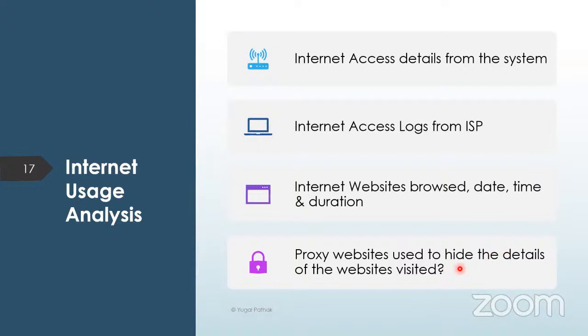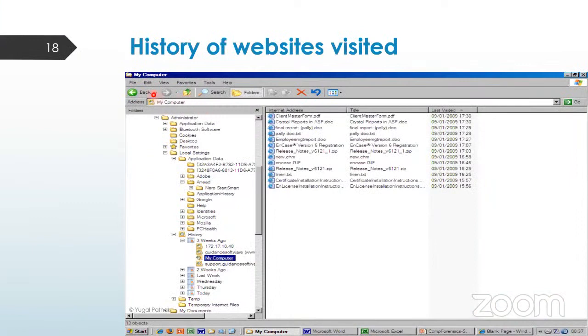Now see here, you can see the different kinds of internet artifacts we get. I've got a screenshot for you, just check it out. Here we have the complete internet history analysis. Here we have what we have browsed, like client master form, crystal reports, final report, NCase registration, NCase GIF, and different kinds of things.